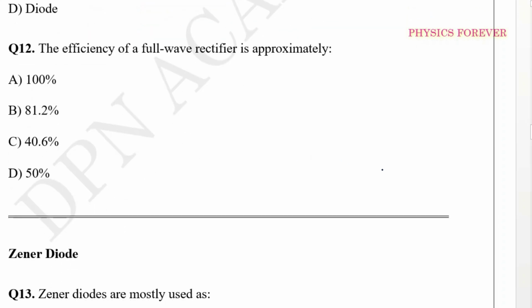So what is the efficiency of a full wave rectifier? Or sometimes it may be asked like half wave rectifier. What is the correct answer for the efficiency of full wave rectifier? That should be 81.2. அப்போ இதில் divide 2 போட்டால் that should be 40.6 for half wave rectifier.